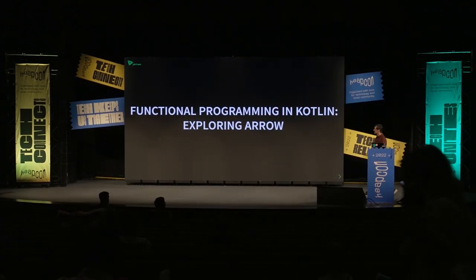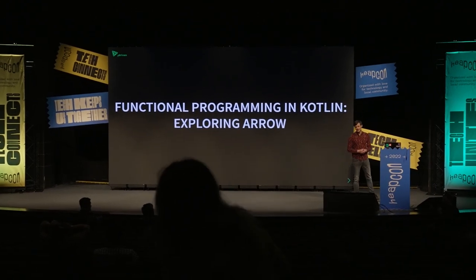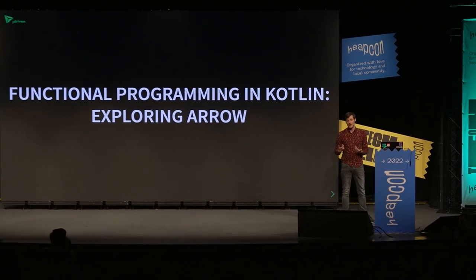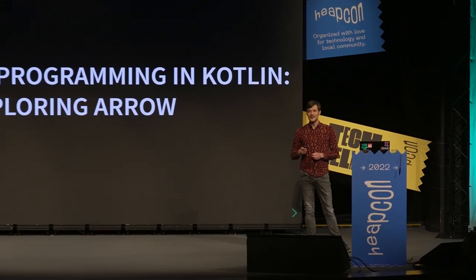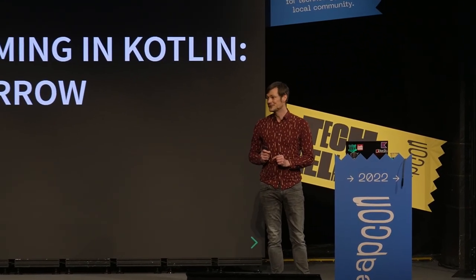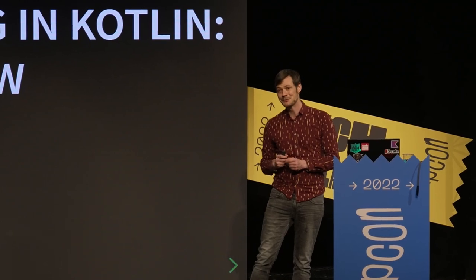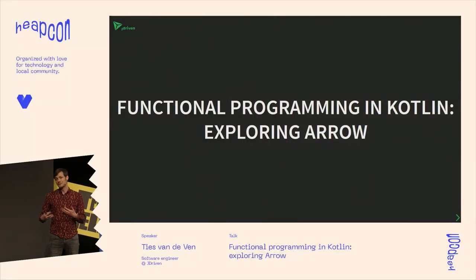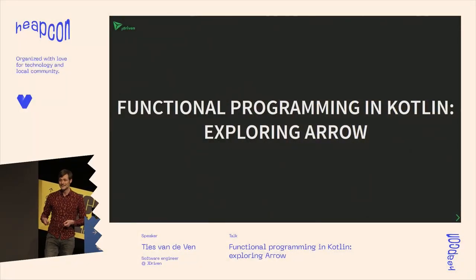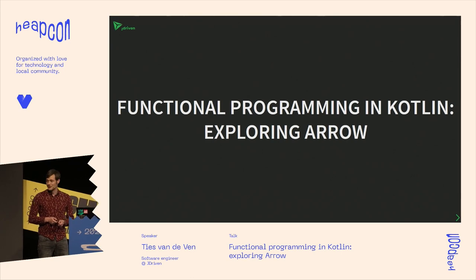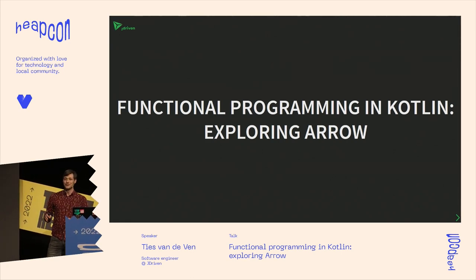Hello everyone, and welcome to my talk about functional programming in Kotlin, where we explore the Arrow library. Earlier today, we already saw a really good talk about functional programming by that guy in TypeScript. This is going to cover some topics in a similar way, so you might hear some duplicate things, but I hope this will add to that. Also, you can tell that he's a bit more of a front-end programmer, because his slides look way nicer than mine.